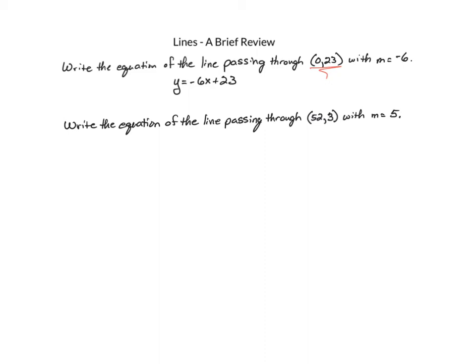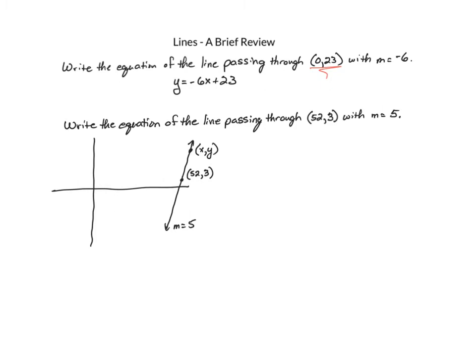Let me draw a picture of what line we're trying to find the equation of. (52, 3), we'll put that way over here. Here is my point (52, 3), and I have a slope of 5. So here's my line. Its slope is 5. Now, I don't know the y-intercept, that's the issue. But let's name some other point on the line. Let's let this point right here be the generic point (x, y).